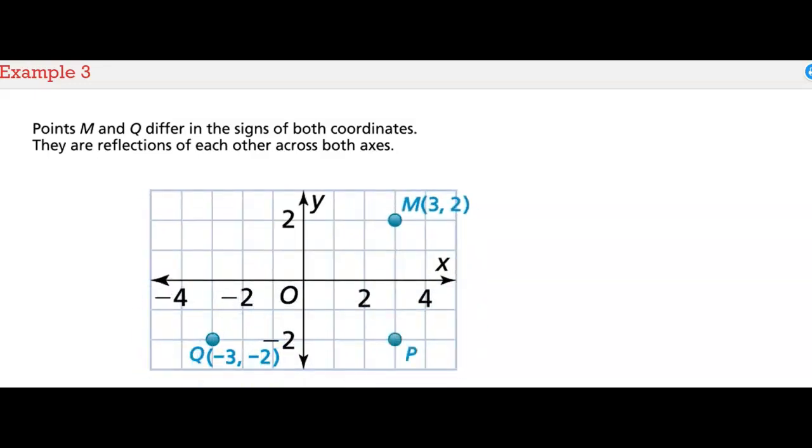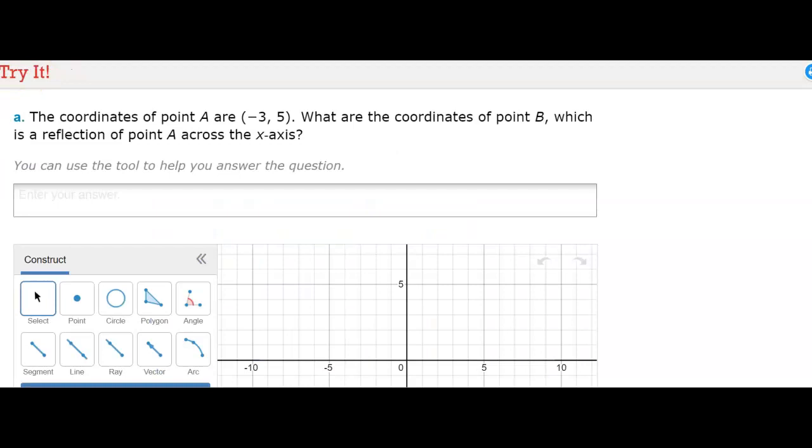Are point P and point Q reflections of each other? Are point N and point Q reflections of each other? Part A. The coordinates of point A are -3, 5. What are the coordinates of point B, which is a reflection of point A across the x-axis?